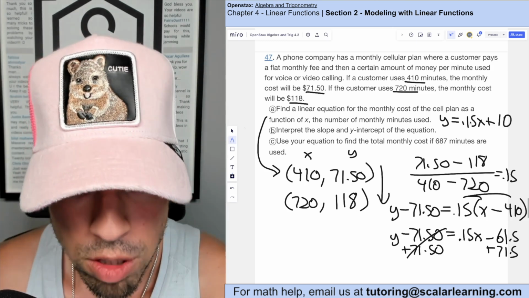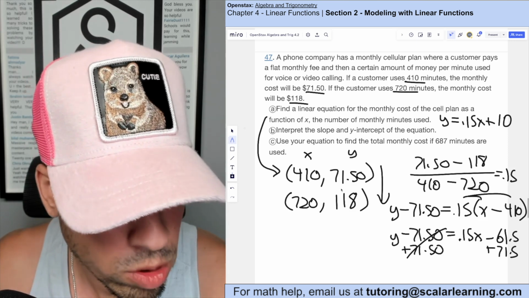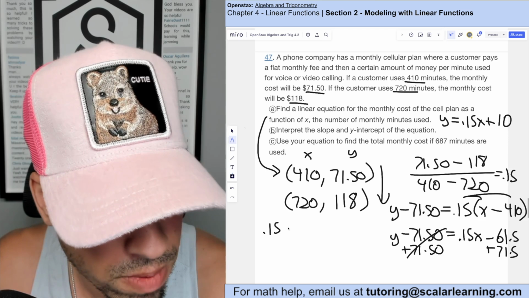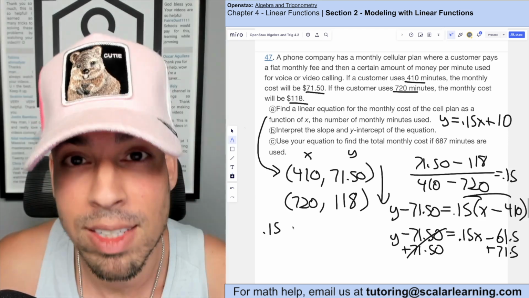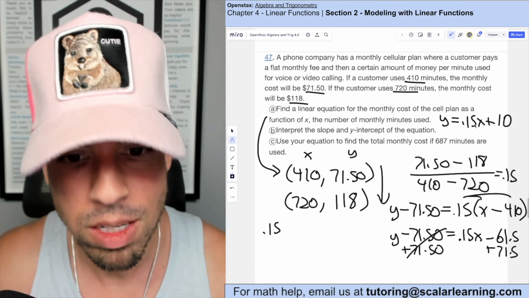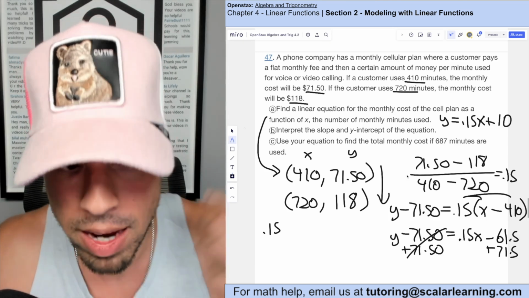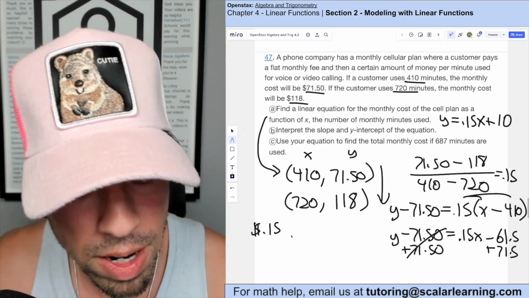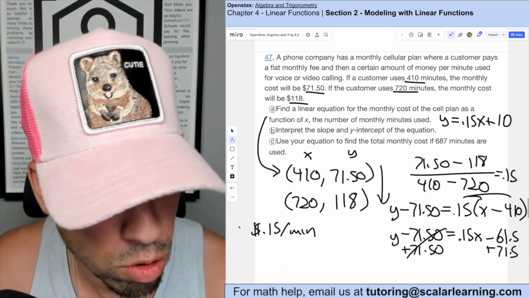Now let's talk about the slope and the y-intercept. The slope is, of course, multiplying the 0.15. So slope is 0.15. And if we're interpreting it, it's saying that 15 cents is what's being charged per minute, because it's per the x inputs, right, per minute. So 15 cents or $0.15 per minute. That's my slope for part B.